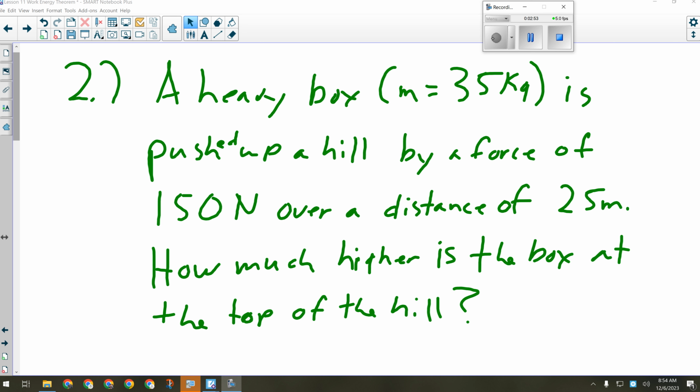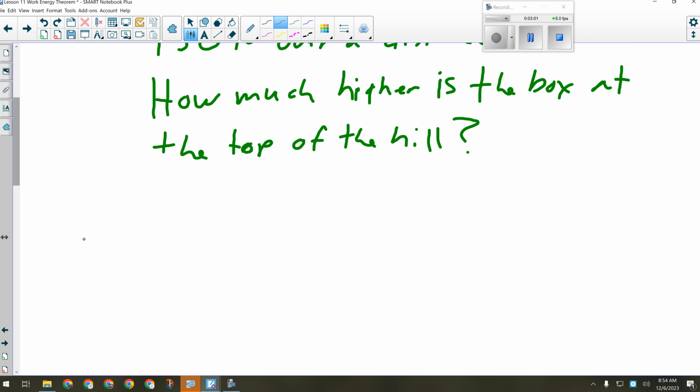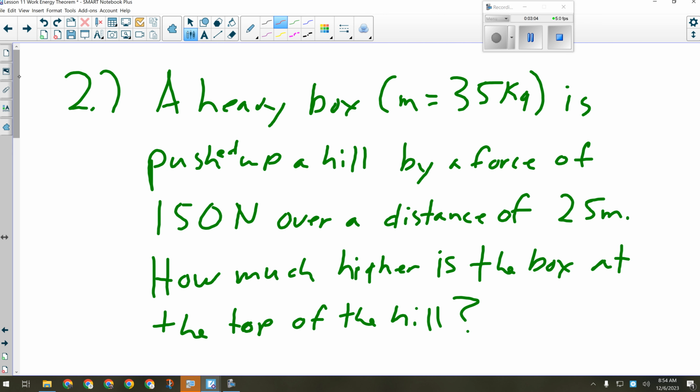Okay, so for this question, we've got this heavy box being pulled up this ramp. Okay, here we go. It's going up this ramp. We know the ramp is 25 meters long. We're just going to say that that's the mass there. It's 35 kilograms. We're using a force of 150 newtons. The distance over which that force acts is 25 meters. We're looking for how much higher the box is going to be at the top of the hill.